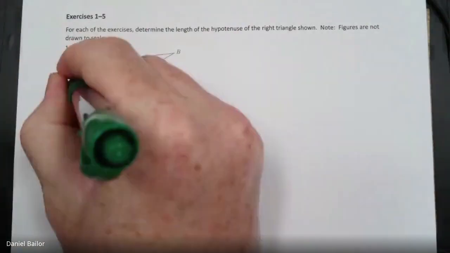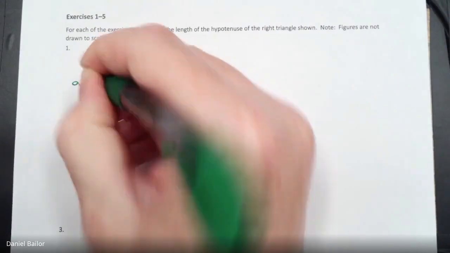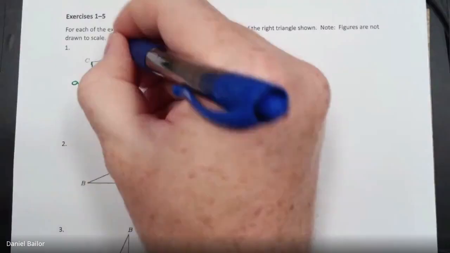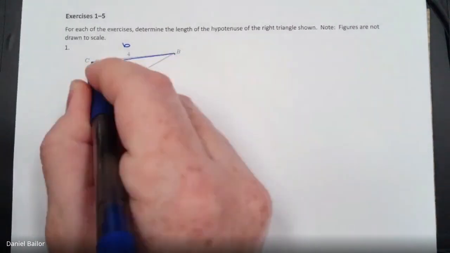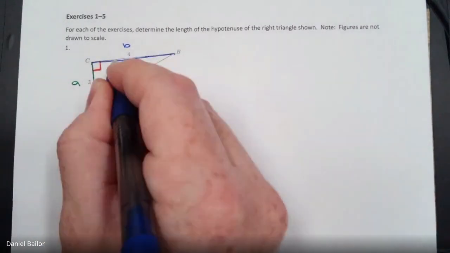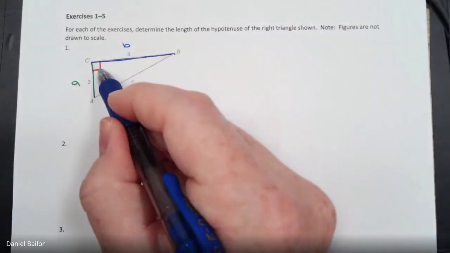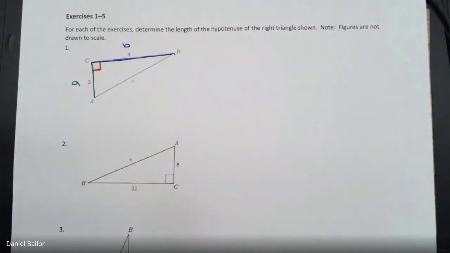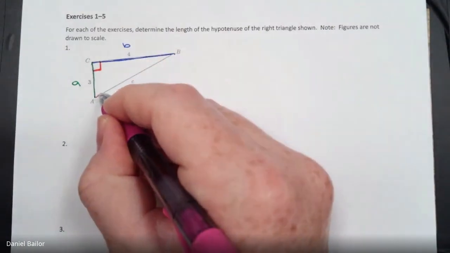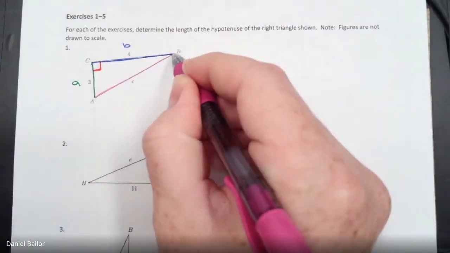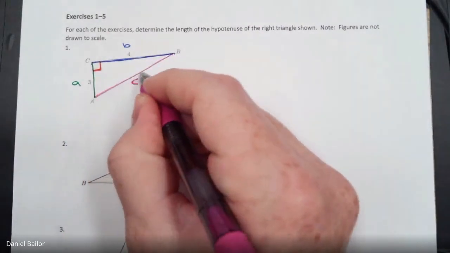So this is a leg right here because it is connected to the right angle. This is a leg up here because it is connected to the right angle. Does not matter what way we spin the triangle. It only matters where the right angle is to find the legs. And because this one is not connected to the right angle, this is the hypotenuse. This side, not leg, is the hypotenuse right here.